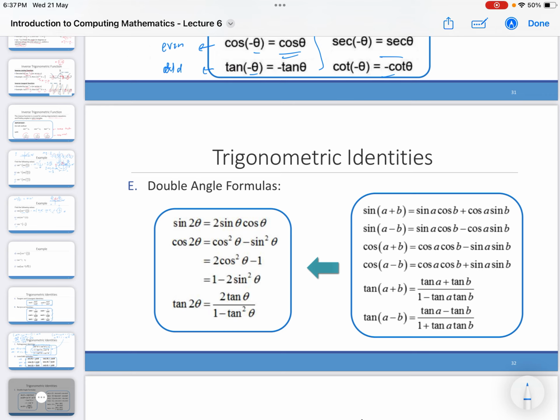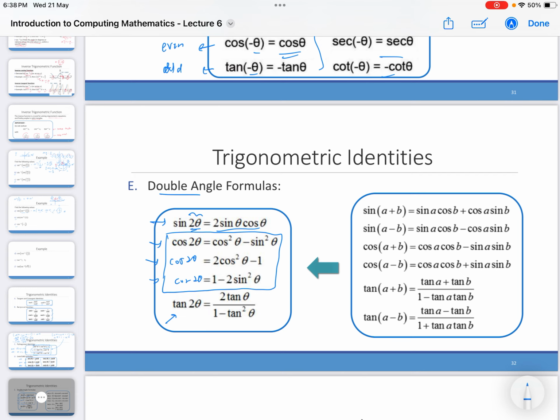Okay, next one, the identity is the double angle formula. So we have sine 2 theta equals 2 sine theta cos theta. For cos 2 theta, we call it double angle because the angle here is 2 theta. For cos 2 theta, we have 3 formulas: the first one, second one, third one. All 3 can be used. And for tangent 2 theta, we have this one formula.